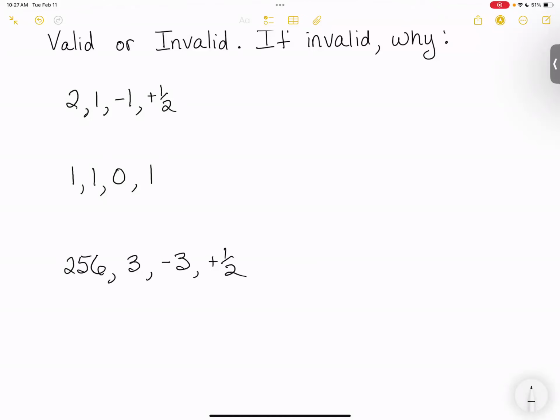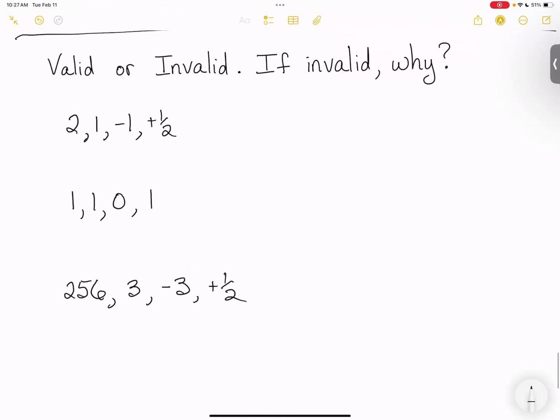We'll go with that. Basically, for it to be valid, it has to follow those rules. So I always start out with rule number 1. Is the principal quantum number some whole number? Okay. Rule number 2.